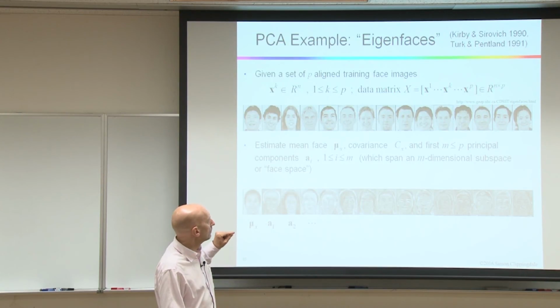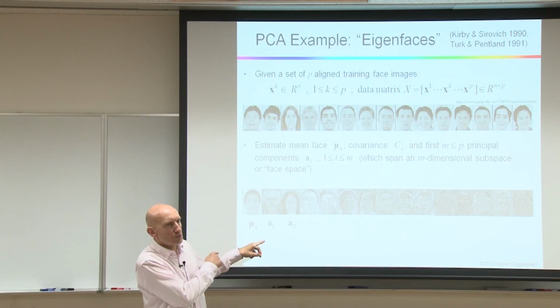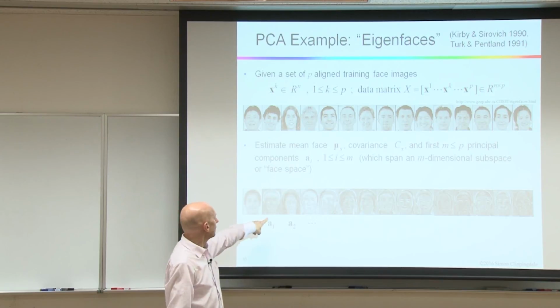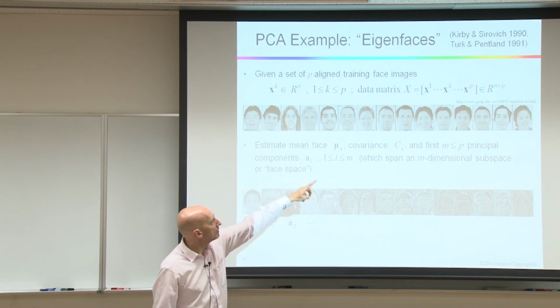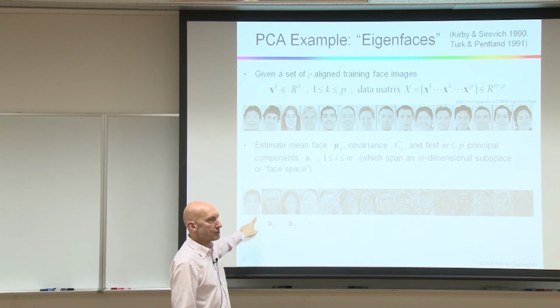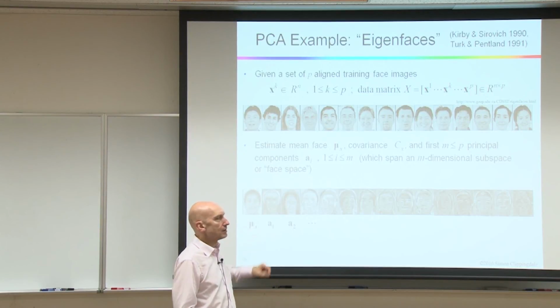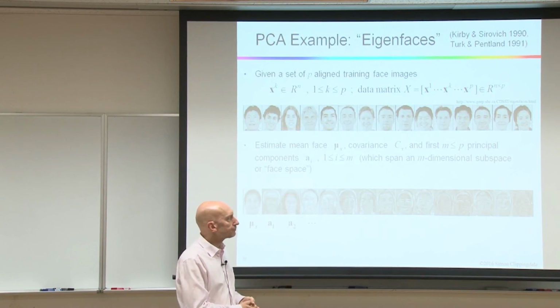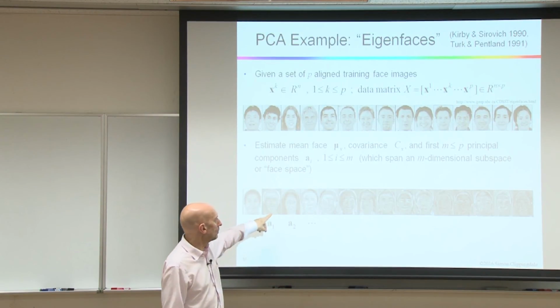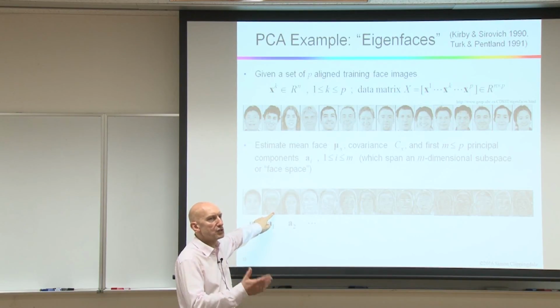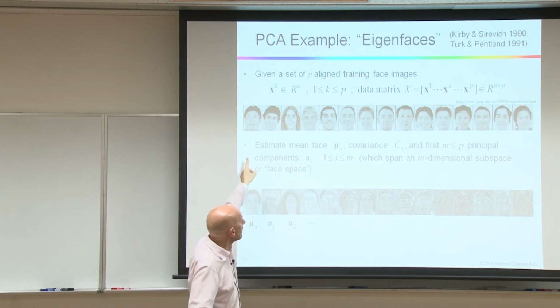If you pull out the eigenvectors of the correlation matrix of this data, what you'll find is that you can express any of these faces as a combination of the average plus a certain weight times this face plus a certain weight times this face, and so on. And you tend to find that this one expresses more energy. There's more energy in the variation.